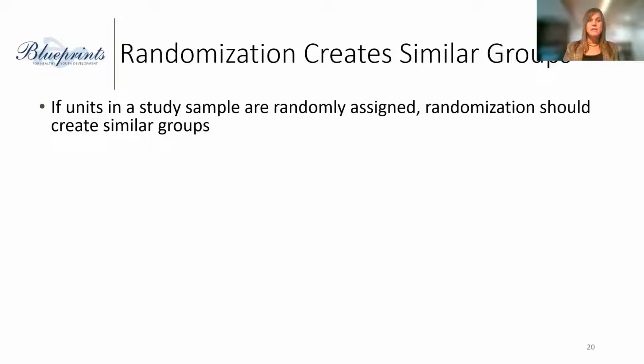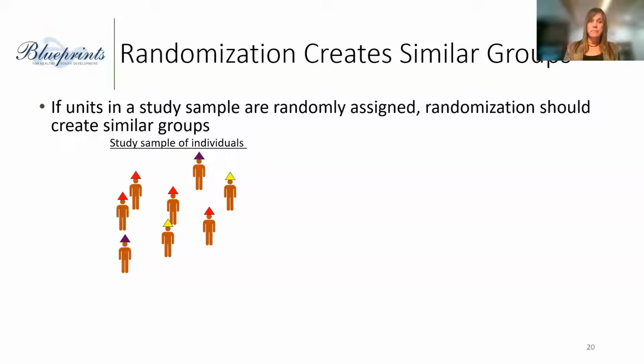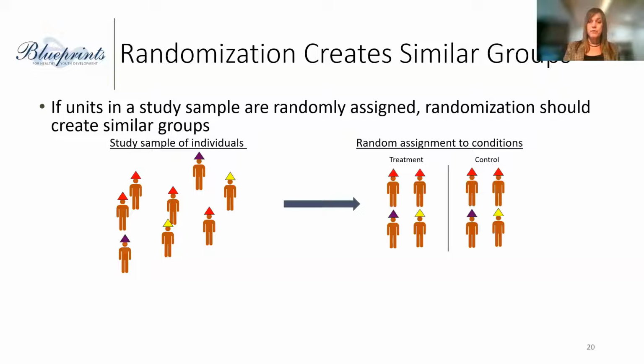So if units in a study sample are randomly assigned, randomization should create similar groups. Let me give you an example. In this study sample of individuals, we've got people diverse in many ways. Some have purple hats, some have yellow hats, some have red hats. And now we're going to randomly assign some of these individuals to receive the program, and they're in the treatment group, and randomly assign others to not receive the program, they're in the control group. Through this random process, you can see we're evenly balanced now between red hats, purple hats, and yellow hats. So group differences here would be entirely random.